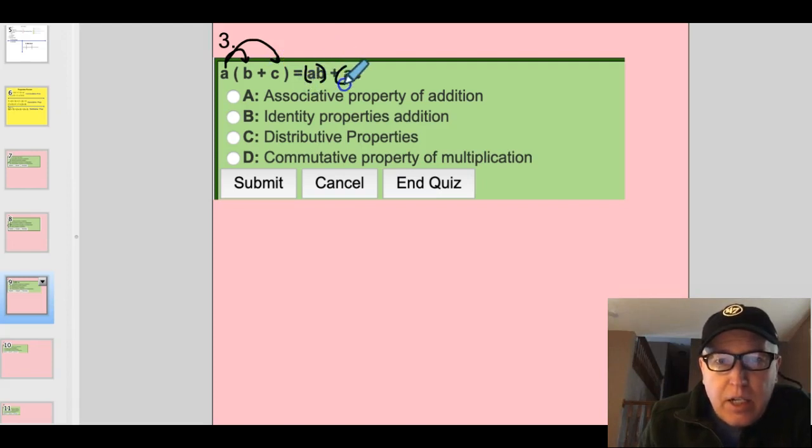The reason why they didn't put the brackets in is because the order of operations is going to give you the same answer. And they're just using the ability to put two letters next to each other instead of having to use a multiplication sign or a dot in the middle. So this one here is the distributive property. I distributed out the A.